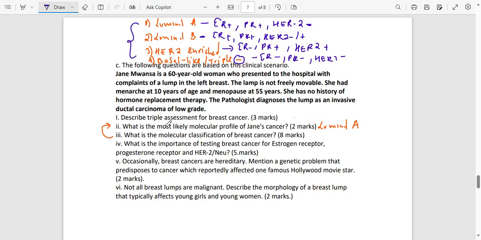Okay. So from the question, what have we been told? The lump is not free. She had the menopause. She has no history of that. The pathology diagnosis was an invasive ductal carcinoma. They've already told us low grade. Low grade being luminal A, and then moderate is luminal B, and then you have got high grade being HER2 enriched, and also the triple negative.